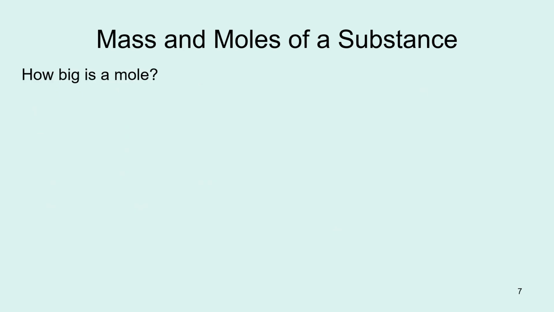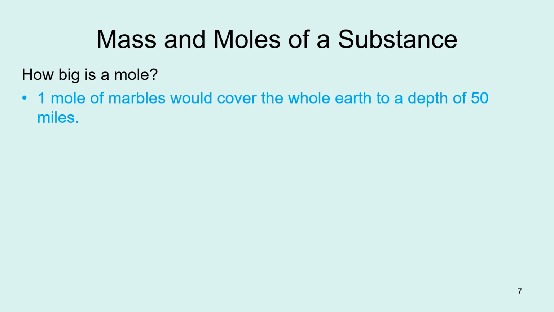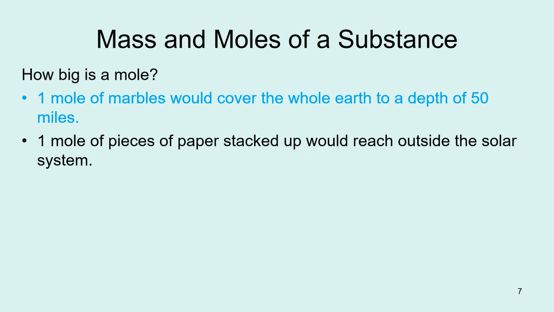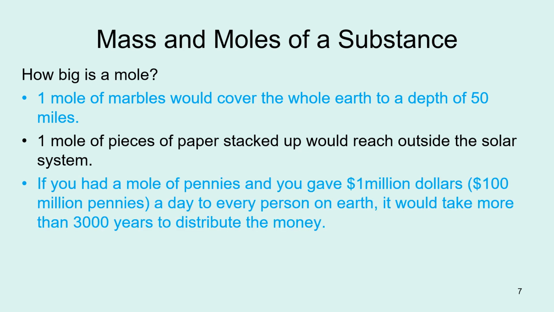Just to play for a second, how big is a mole? How big is that number? If we took 1 mole, 6.022 times 10 to the 23rd marbles, we could cover the whole Earth to a depth of 50 miles. That's a whole lot of marbles. 1 mole of pieces of paper stacked up would reach outside the solar system. Such a big number. If you had a mole of pennies and you gave away $1 million, in other words 100 million pennies, a day to every person on Earth, it would take more than 3,000 years to distribute the money.